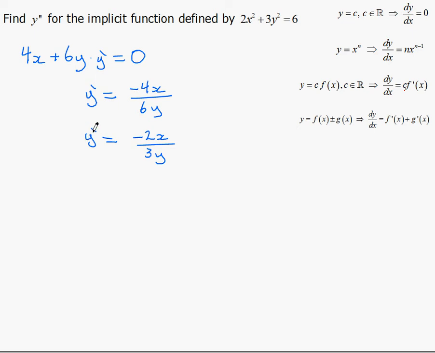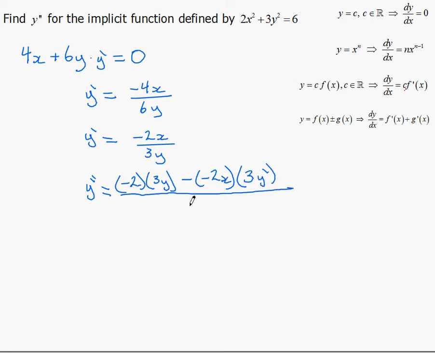Well, the derivative of y prime is y double prime, and that equals, here we have a quotient now, so we need to use the quotient rule. Derivative of the top, it's going to be -2, keep the bottom, minus keep the top, derivative of the bottom. So the derivative of 3y is 3y prime, all over the denominator squared, so 3y all squared. So there's the second derivative.